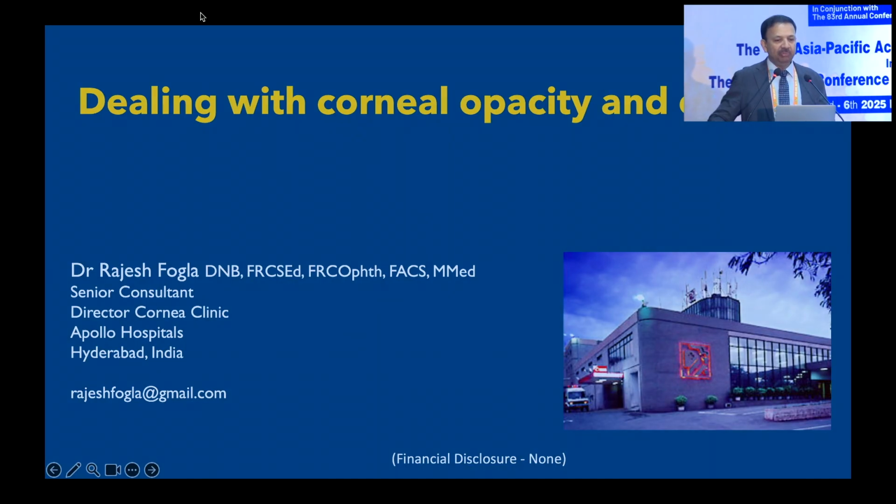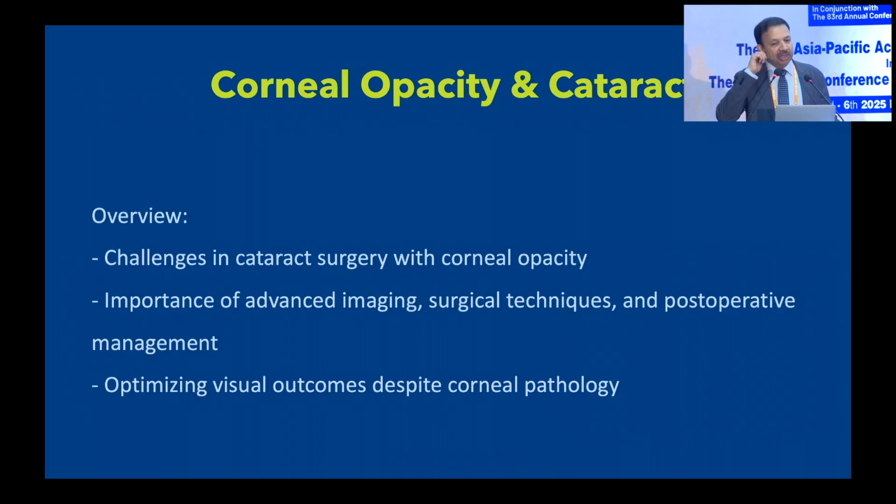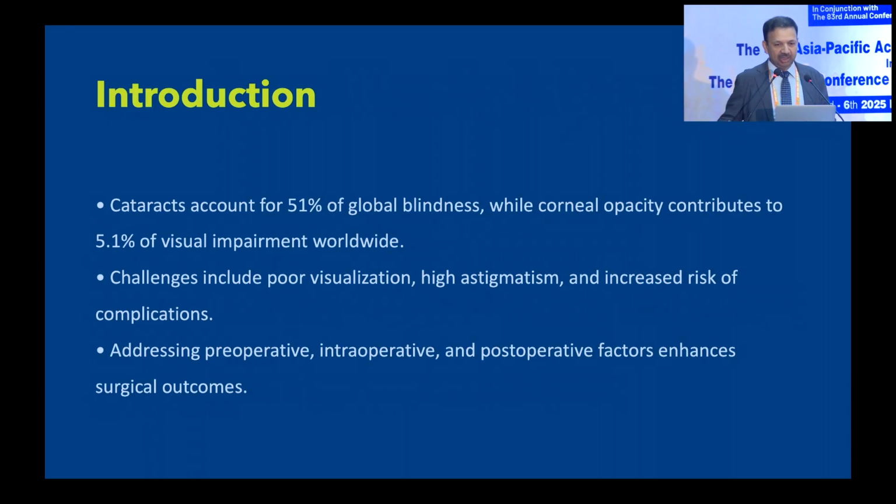So I'll be giving an overview on how to manage this scenario. I don't have any financial interest to disclose. Now, cataract surgery definitely poses a challenge when there is a corneal opacity. And in this scenario, there's the importance of advanced imaging techniques. You have to modify your surgical technique and the post-op management. And you have to try and optimize the visual outcome despite the patient having a corneal pathology. So basically, it's trying to bypass any corneal surgery and still address the issue of dealing with the cataract and trying to improve the patient's visual acuity.